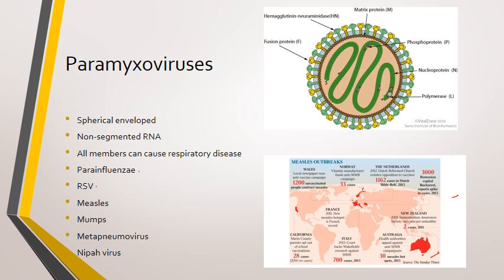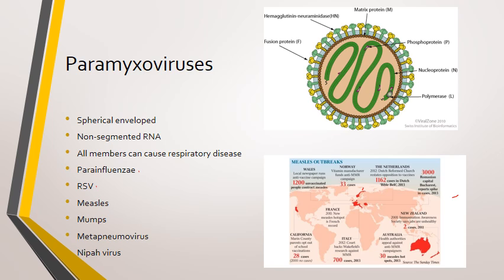RSV, a very common cause of bronchiolitis in young children, and it is actually the most significant cause of acute lower respiratory infection in children under the age of 5. There are more than 100 deaths annually in the United States because of RSV, and these are kids under 5, and between 60,000 and 100,000 hospitalizations annually.